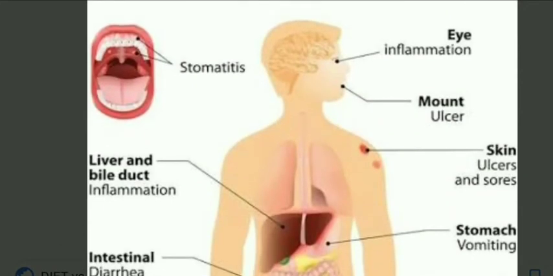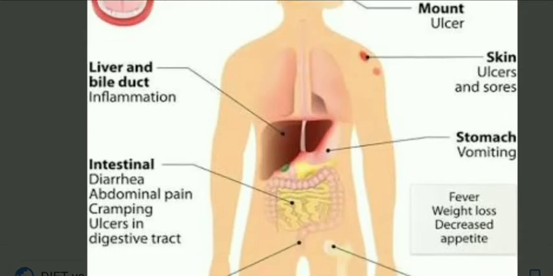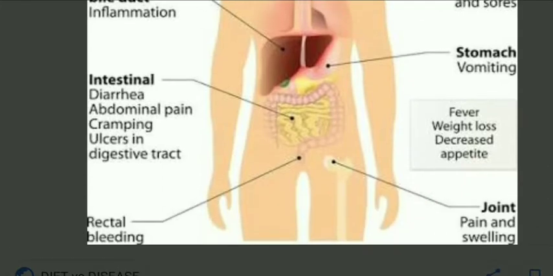Few extraintestinal manifestations are stomatitis, inflammation in the eye, mouth ulcer, liver and bile duct inflammation, skin ulcers and sores, stomach, vomiting, and a few intestinal manifestations: diarrhea, abdominal pain, cramping, ulcer in the digestive tract, rectal bleeding. Others are joint pain and swelling.